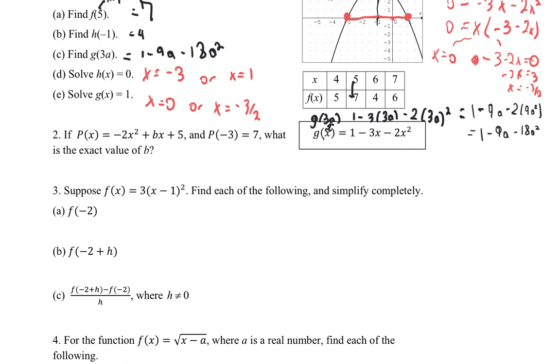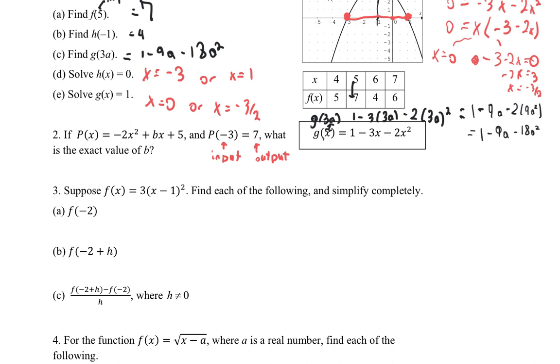So, question number 2. If p of x equals negative 2x squared plus bx plus 5, and p of negative 3 equals 7, what is the exact value of b? Again, with this notation, we saw it earlier with f of 5, h of negative 1, g of 3. The thing on the inside is our input. That's what we're replacing our x's with, and the output is what we're setting it equal to.